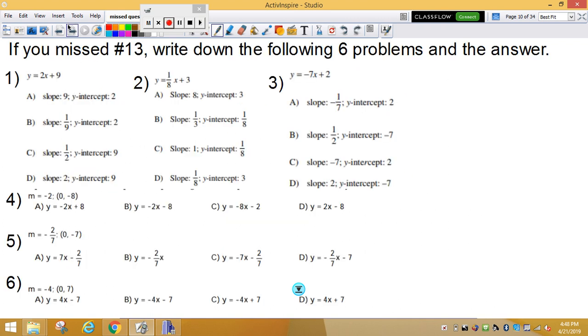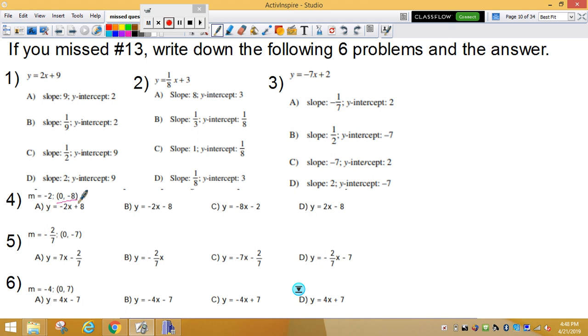If you missed number 13, I want you to write down the following 6 problems and the answer. So you need to write the equation for number 1, and then I want you to write out the answer. I want you to tell me slope is blank and y-intercept is blank for 1 and 2 and 3. Write the question and tell me what the slope is and what the y-intercept is. For 4, 5, and 6, I want you to do just like I did in the example, okay? I want you to write down the equation, and then what the answer is.